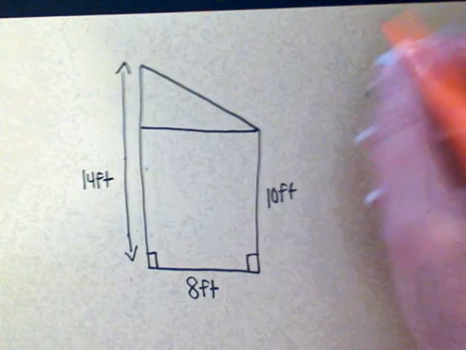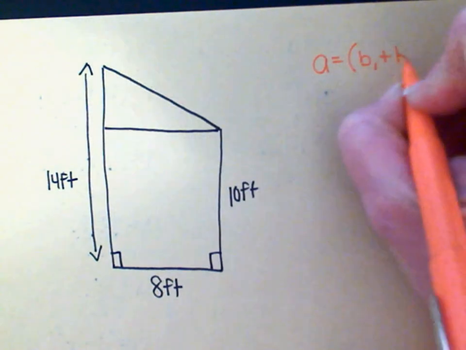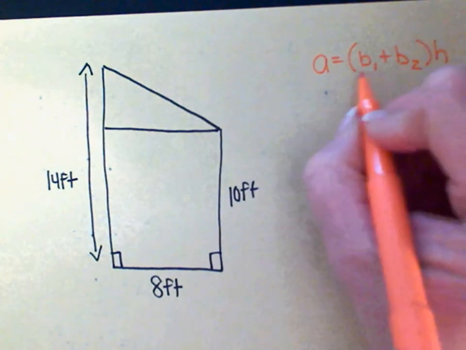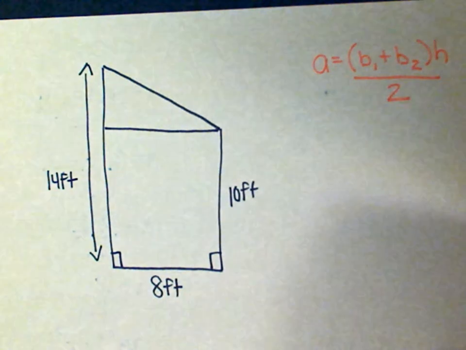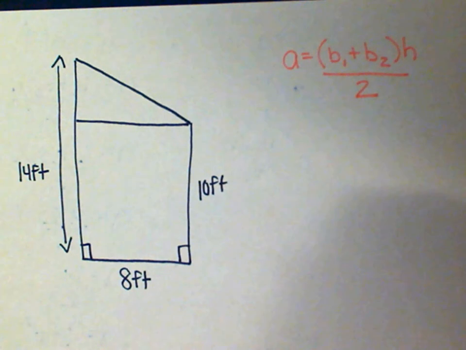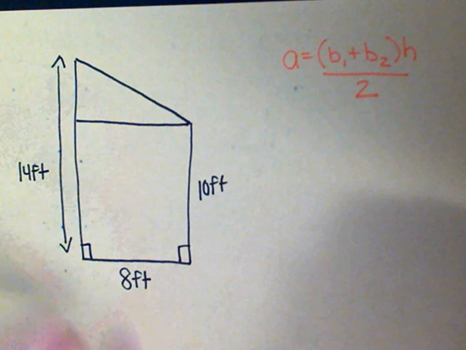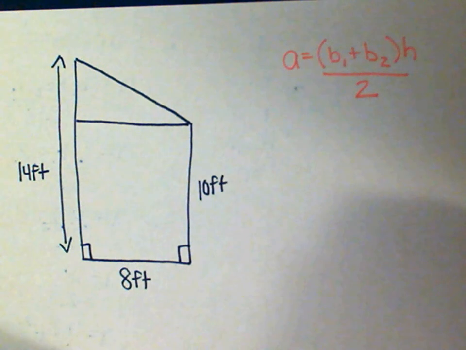We're going to use A equals base 1 plus base 2 times height divided by 2. Now the hard part to this one is identifying each piece. Base 1, base 2. Well, usually we look down at the bottom for base and up at the top for bases, but I'm not seeing that. Okay, so think about what your bases and your height needs to do.